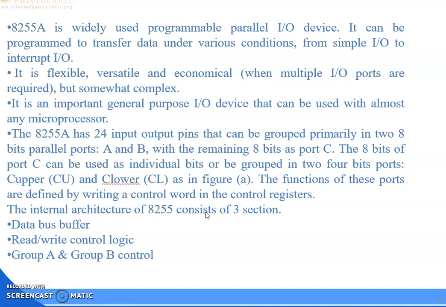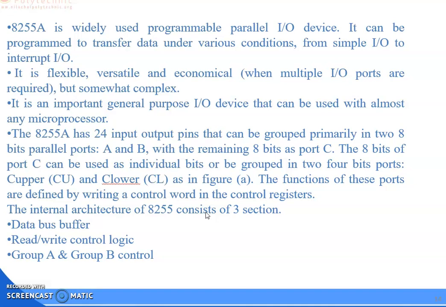The 8255 has 24 input output pins that can be grouped primarily into 8-bit parallel ports A and B, with the remaining 8 bits as port C. The 8 bits of port C can be used as individual bits or be grouped into two 4-bit ports, CU and CL, that is port C upper and port C lower. The functions of these ports are defined by writing a control word in the control register.